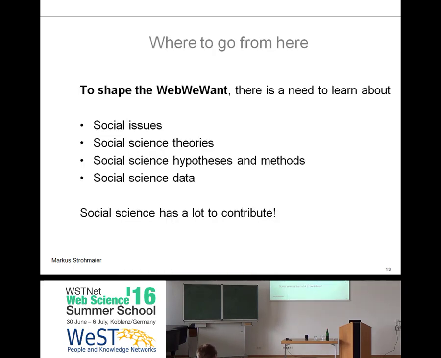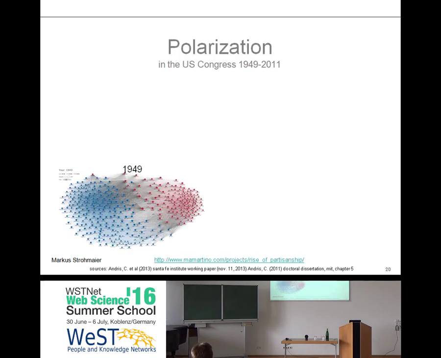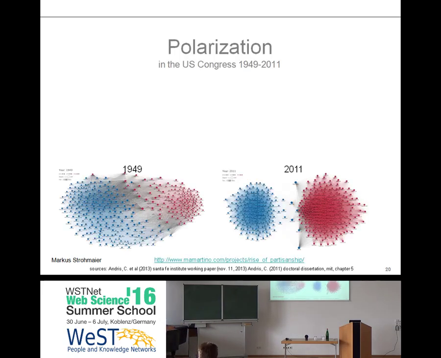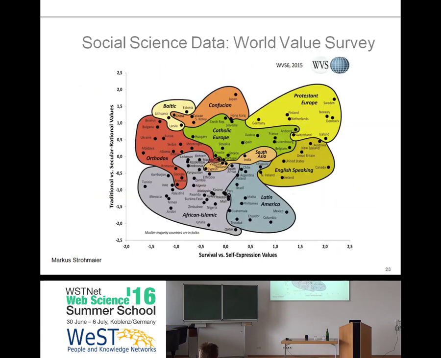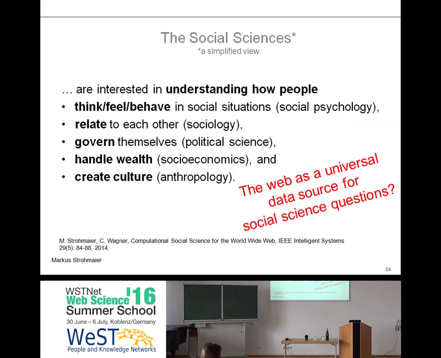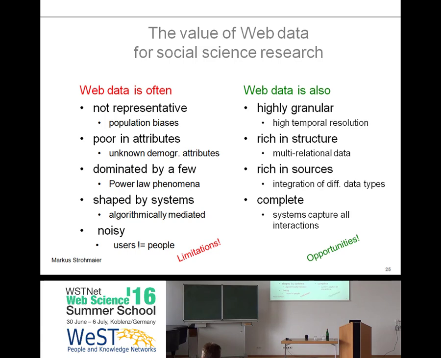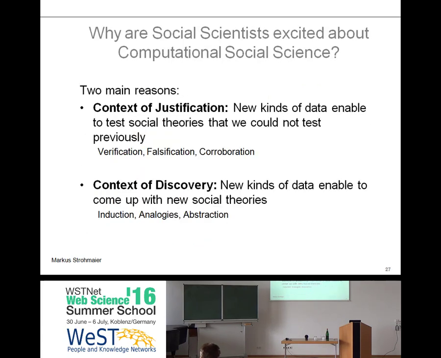The argument that I'm trying to make here is that to shape the web we want, there's a need to learn about social issues, social science theories, hypotheses and methods, and social science data. Social science has a lot to contribute in this regard. Here are a couple of samples of what social science has to contribute. I'm going to quickly skip over that and go directly to the examples that I want to walk through in today's lecture.